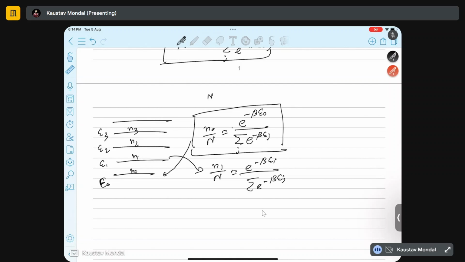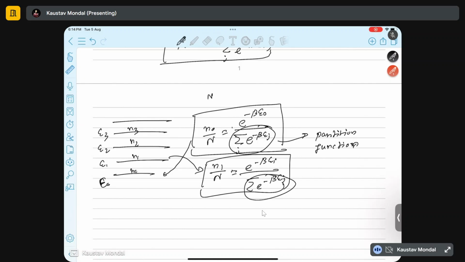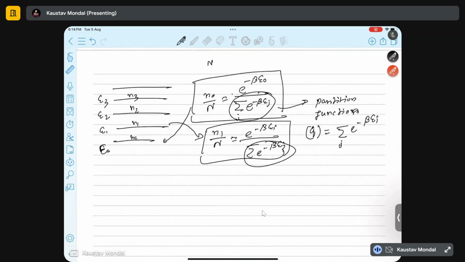So in every distribution you can see there is this constant factor, which is the summation of the negative exponential of the energy. We have given a name to this term, which is called the partition function, right? So this is known as the partition function. We have termed it as q. So q would be simply the summation over j of e to the power minus beta ej. This is the partition function we have defined.